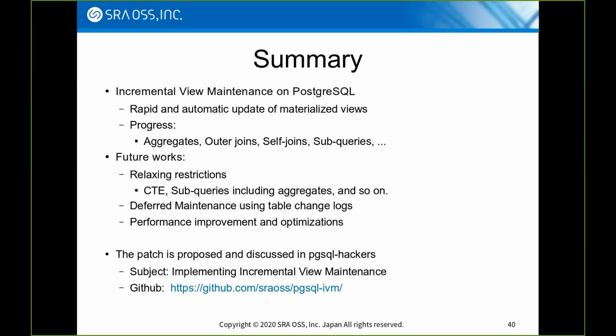Okay, in summary, we are now working on implementation of incremental view maintenance on PostgreSQL. This enables rapid and automatic update of materialized views. As progress since the initial patch, we are now supporting some aggregates, outer joins, self joins, and some subqueries. As future work, we plan to relax restrictions, for example, views using CTEs or subqueries including aggregates, and so on. Also, we would like to work on deferred maintenance using table change logs. We would need more performance improvement and some optimization too.